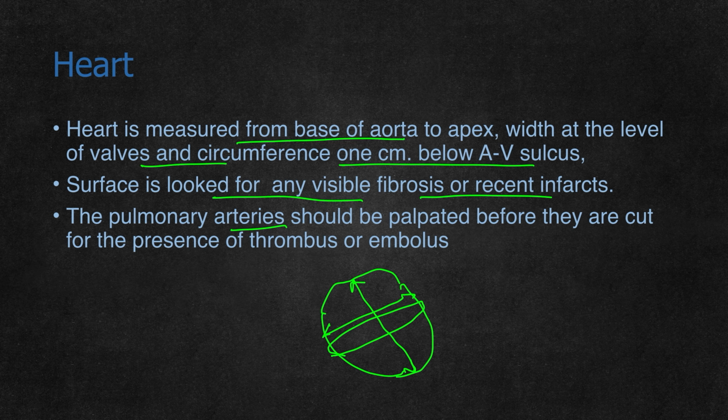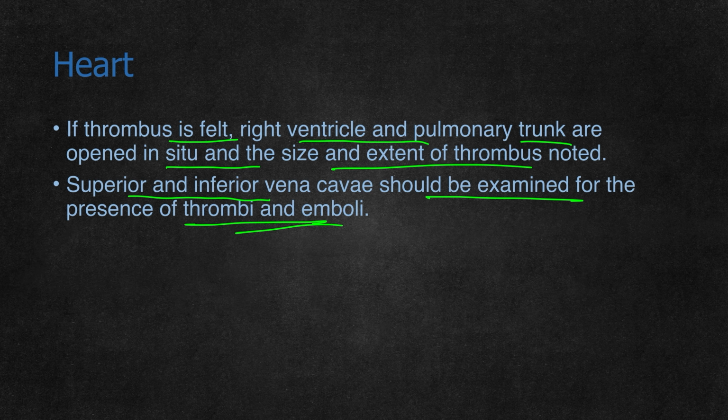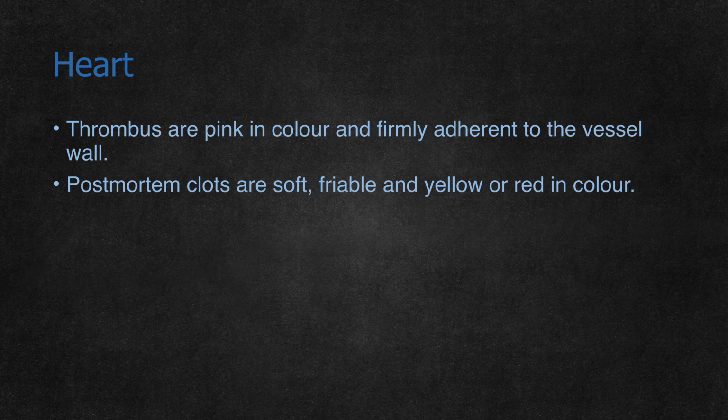The pulmonary arteries should be palpated before they are cut, for presence of thrombus or embolus. The pulmonary arteries which enter the atriums have to be examined for presence of any thrombus or embolus. If thrombus is felt, the right ventricle and pulmonary trunk are opened in situ and the size and extent of the thrombus is noted. The superior and inferior vena cava should be examined for presence of thrombus or embolus. So the superior and inferior vena cava, which enter the right atrium, have to be examined for any presence of embolus.